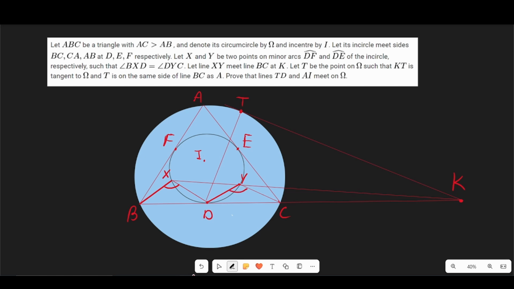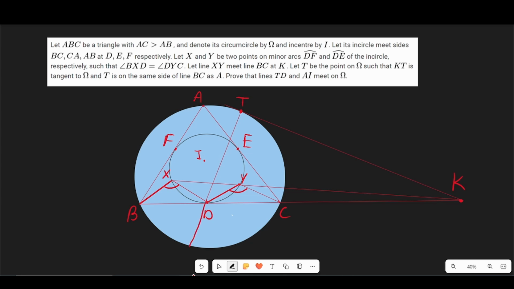And if we take the intersection of XY and BC, call this point K, and take the tangent from K to omega, touching at T, then we want to show that TD and AI intersect on the circumcircle. Because we know that AI intersects the circumcircle at the midpoint of arc BC, our aim is to show that D, T, and the midpoint of arc BC are collinear.